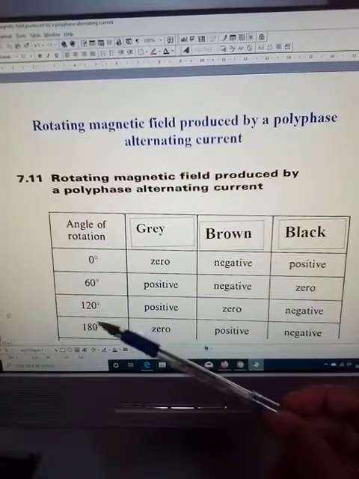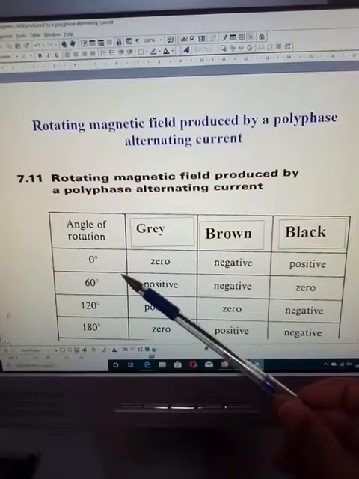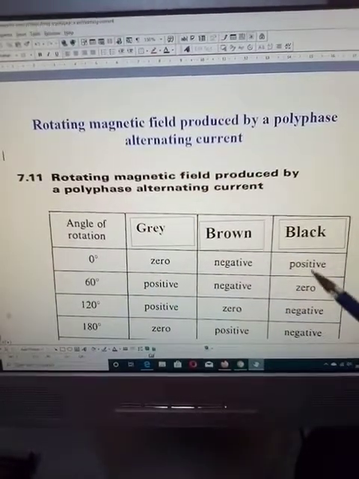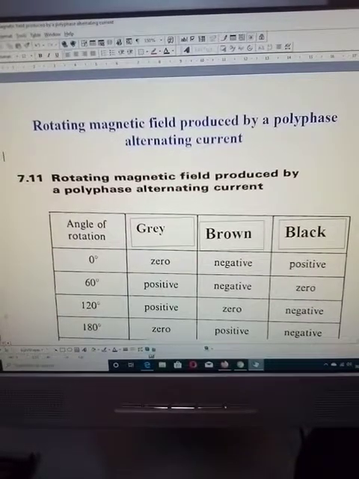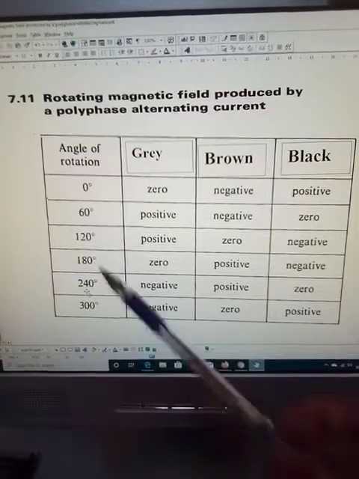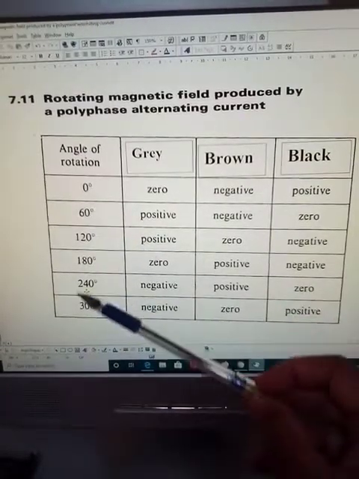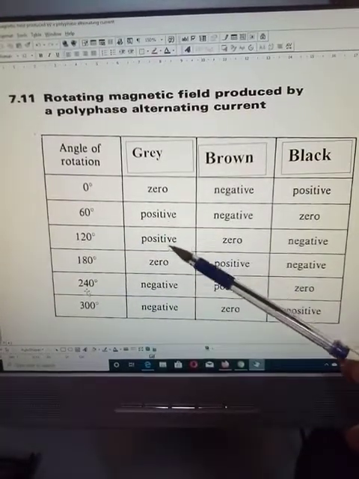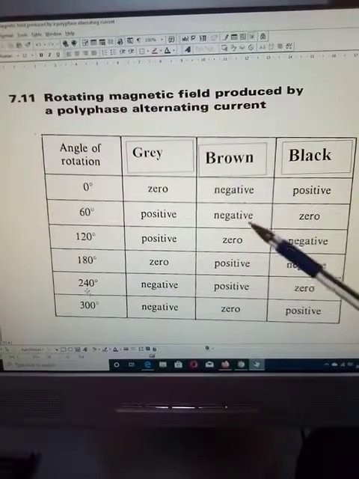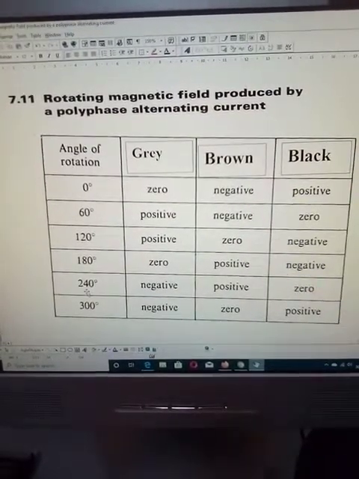So at 0 degrees, the gray is at 0, brown is at negative, and the black is positive. Now again, here you don't need me to read this out to you. You can see the various angles here in comparison to the position and the polarity of each phase in turn.